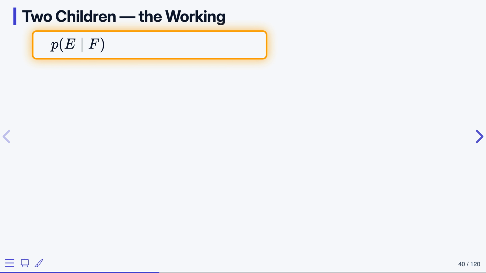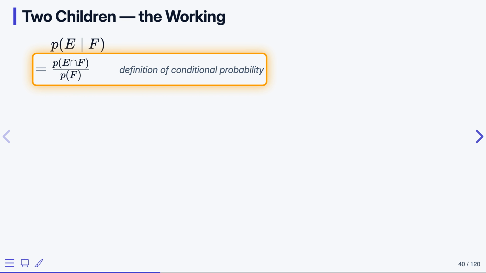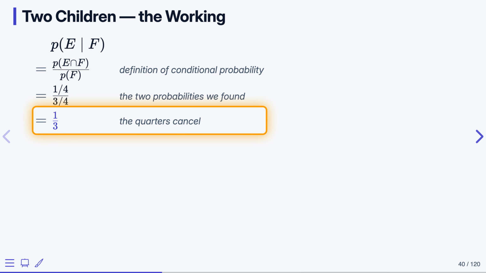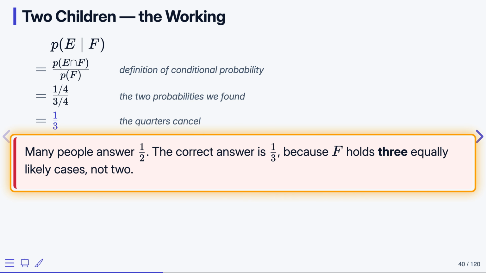We want P of E given F. Use the definition again. P of E and F over P of F. Put the numbers in. 1/4 over 3/4. The quarters cancel, and we are left with 1 over 3. Careful here. Many people answer 1/2. They think the other child is a boy or a girl, so 50-50. But the event we are told about holds 3 equally likely cases, not 2, so the answer is 1/3.